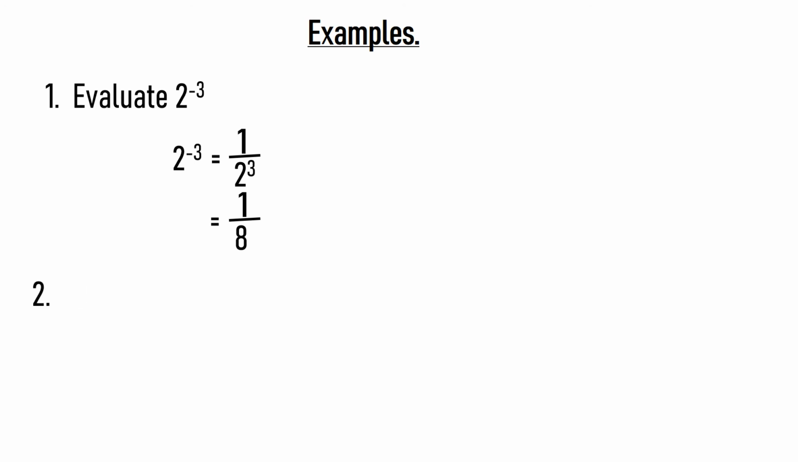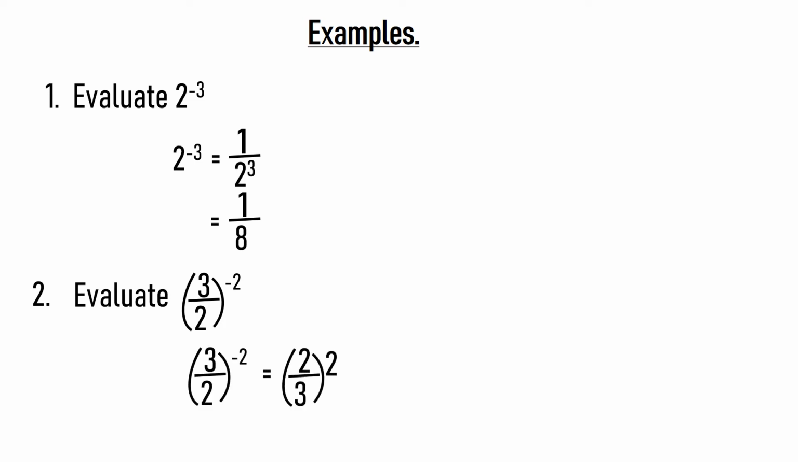Example 2. Evaluate 3 over 2 raised to power negative 2. So 3 over 2 raised to power negative 2 is the same as, now we are going to take the reciprocal of 3 over 2, which becomes 2 over 3, then raised to power positive 2. This is the same as 2 power 2, which is 4, and then 3 power 2, which is 9. So our answer is 4 over 9.